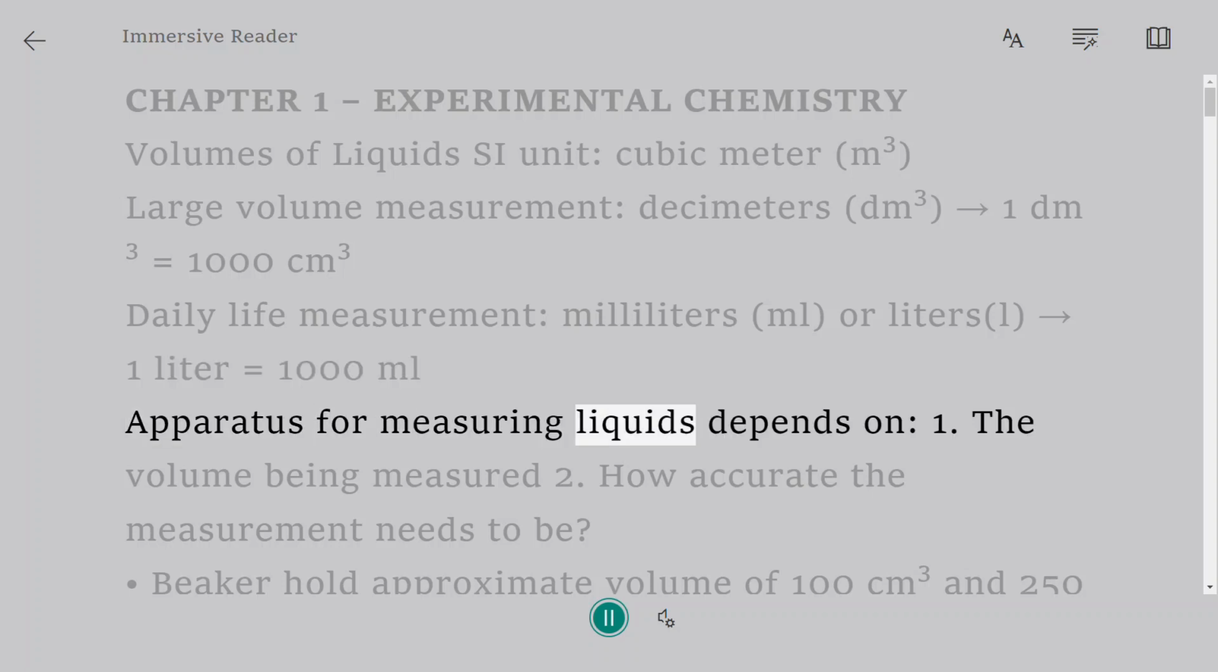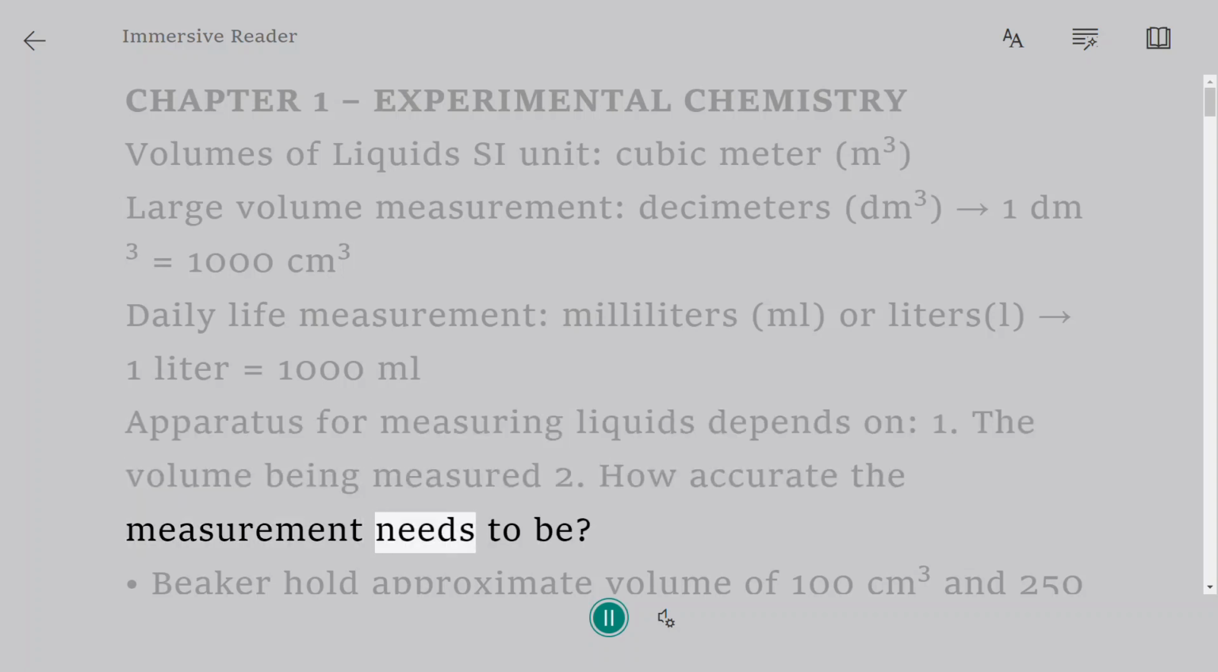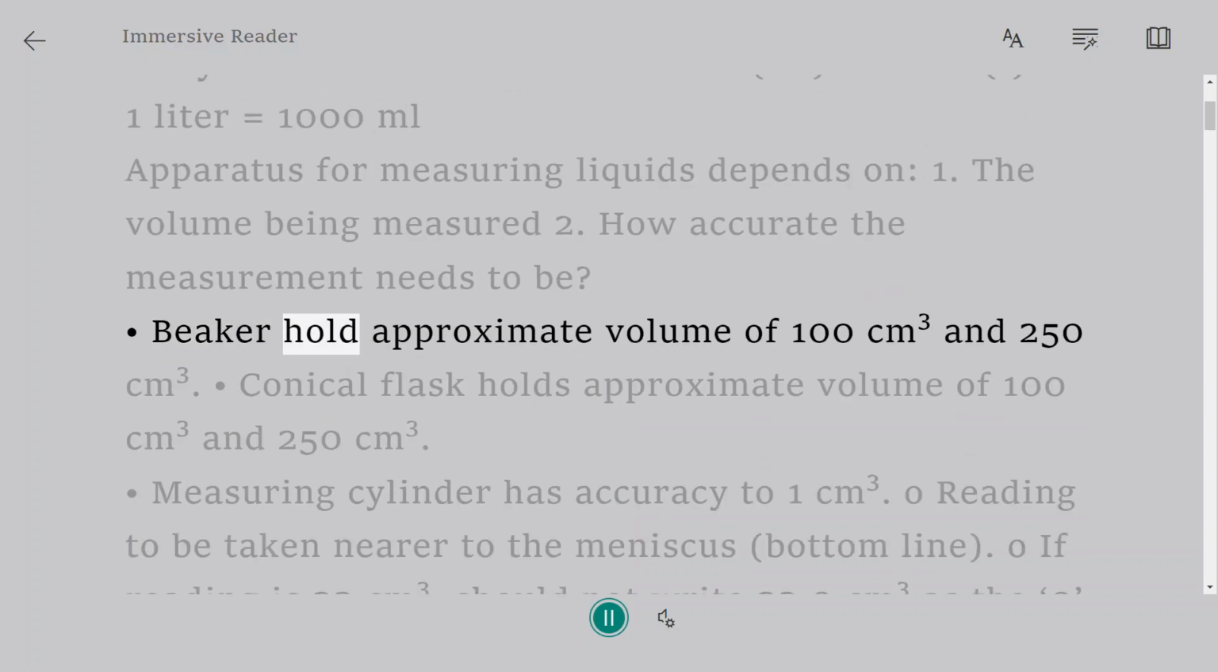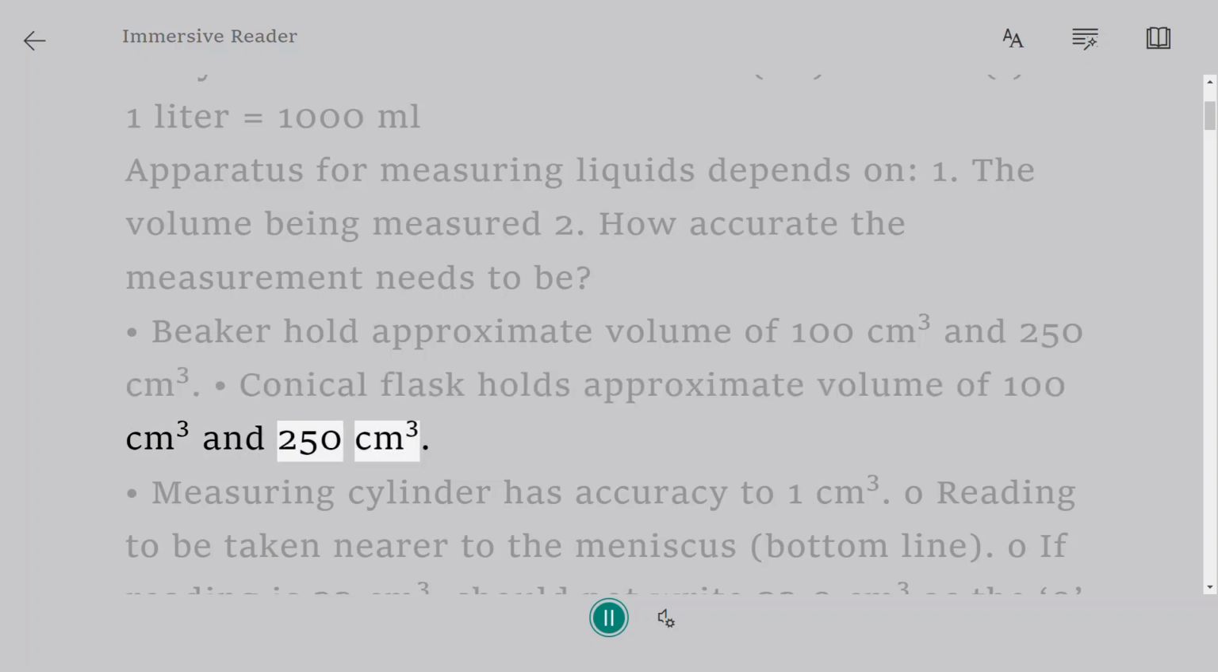Apparatus for measuring liquids depends on: 1. The volume being measured. 2. How accurate the measurement needs to be. A beaker holds an approximate volume of 100 cubic centimeters or 250 cubic centimeters. A conical flask also holds an approximate volume of 100 cubic centimeters or 250 cubic centimeters.